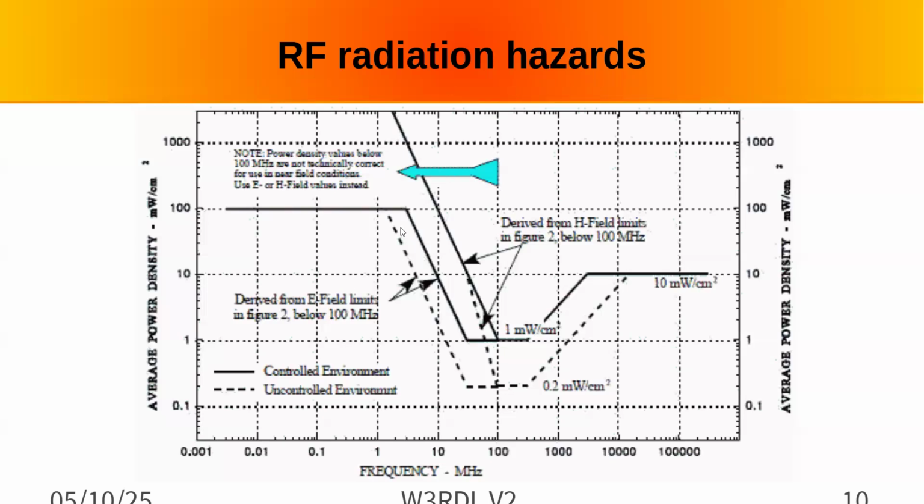Like I mentioned, the dashed line on there is the uncontrolled level, which is 0.2 milliwatts per square centimeter. So when you direct your beam at your neighbor's house, you have to make sure that he or she is not getting more than 0.2 milliwatts per square centimeter.